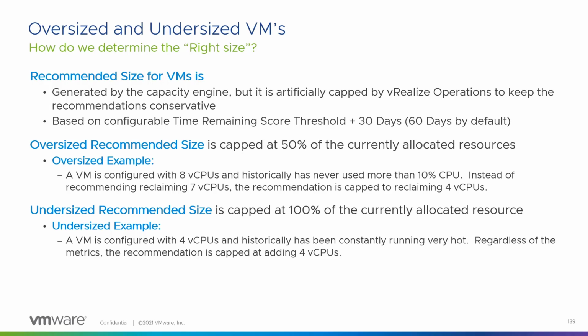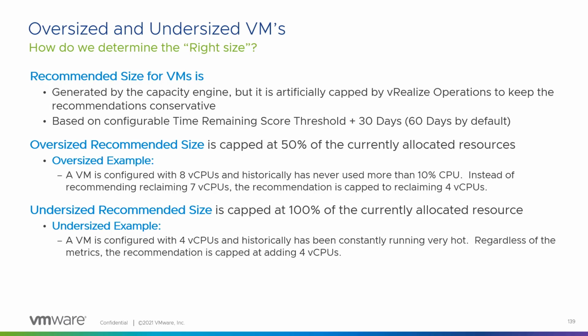Undersized, if I need to add more to it, again, that's capped at 100%. So I can only double what it needs. So if the VM was running at 4 vCPUs and it really needs 6 more, I'm not going to tell you to throw 6 more on there. I'm going to say, let's add 4 more on there and see how it goes. Pretty sure vRealize Operations is going to come back later in about a week and say, hey, let's add some more to that. But, again, shock to the system. Let's not go too far too fast.